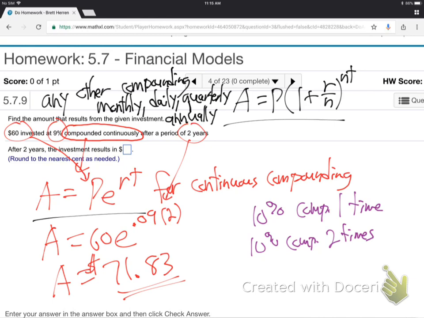Done twice a year. That's what that actually means. Well, if a bank account says we're going to pay 10% compounded twice a year, they mean total 10%. So what they really do is 5% twice. Does that make sense? It doesn't mean 10% twice.